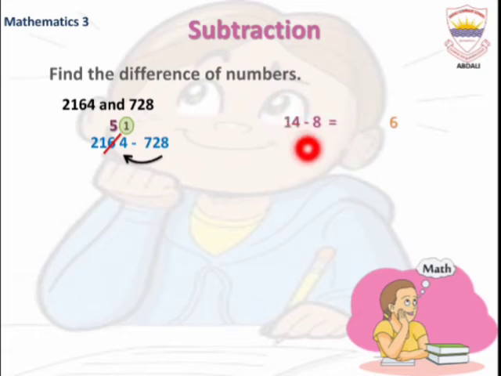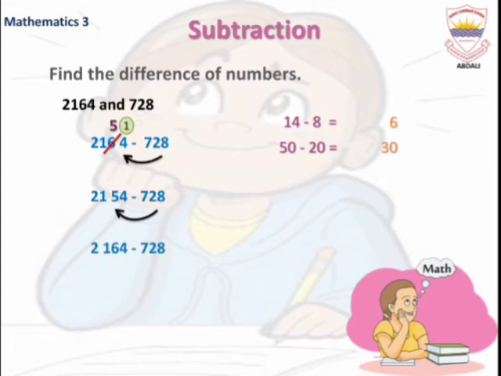Now student, what do we do now? Now we subtract tens. Now we subtract 2 tens from 5 tens. Now we subtract 20 from 50, we get 30.